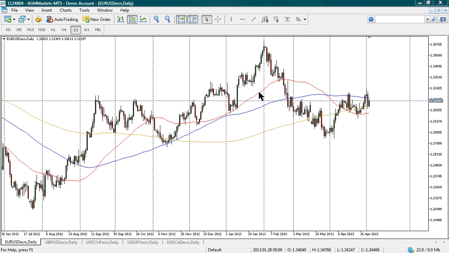For any new followers, we have 3 moving averages in each of these charts. The red one is a 50 simple moving average, the blue is a 100 simple, and the gold is a 200 simple moving average.